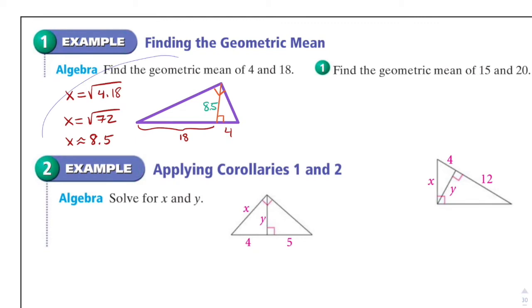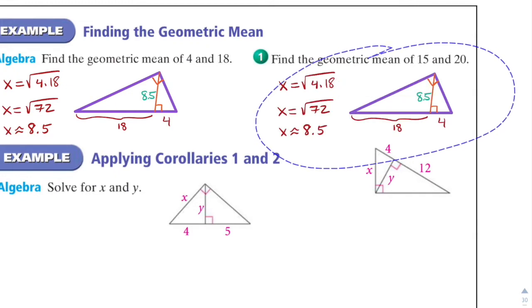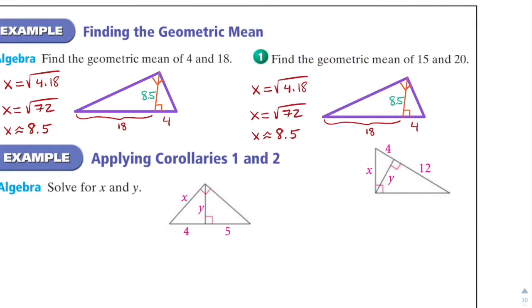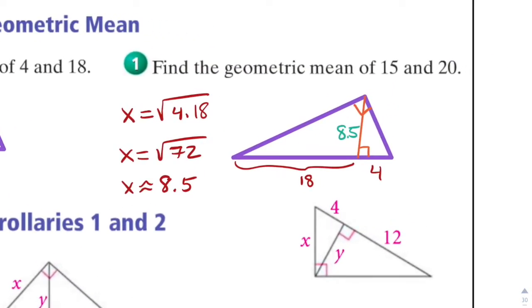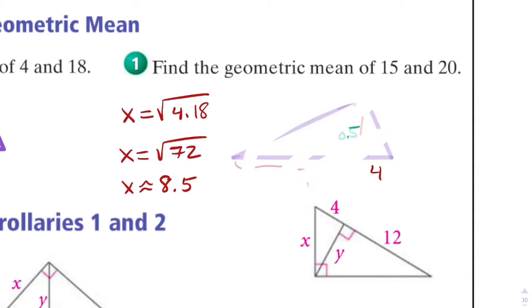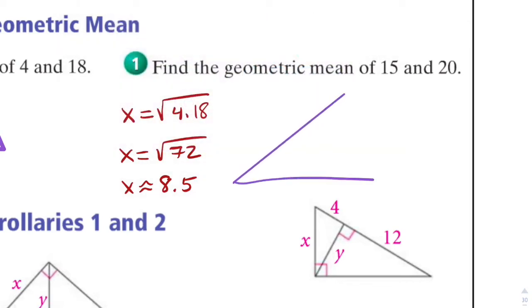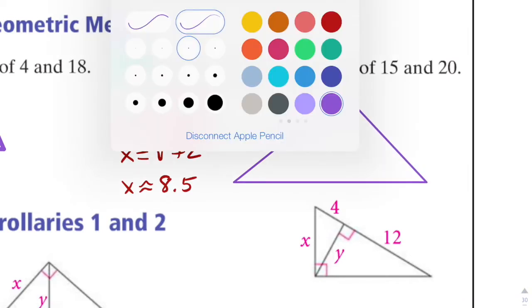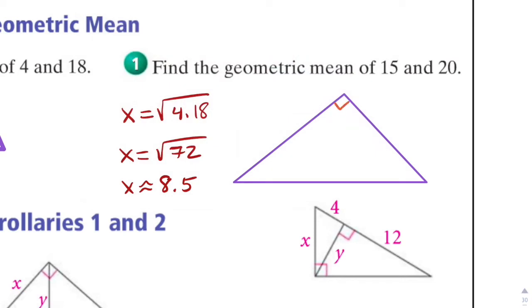So I'm going to redo this over here. I'm going to do another example with a geometric mean of 15 and 20. Now this is not really drawn to scale, so I'm going to have to redraw this triangle where it looks more accurate, where it's 15 and 20. I'm going to do something a little bit larger. I'm hoping that's a right angle because it really should be. And then here's an altitude.